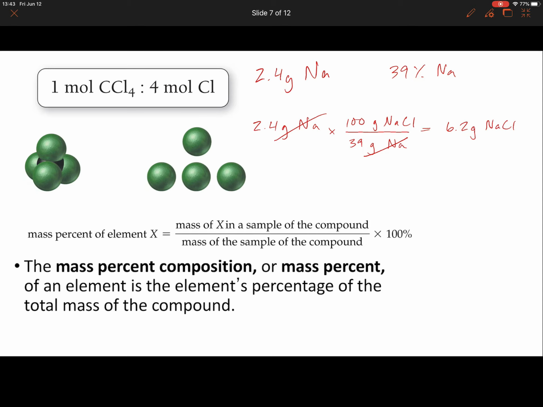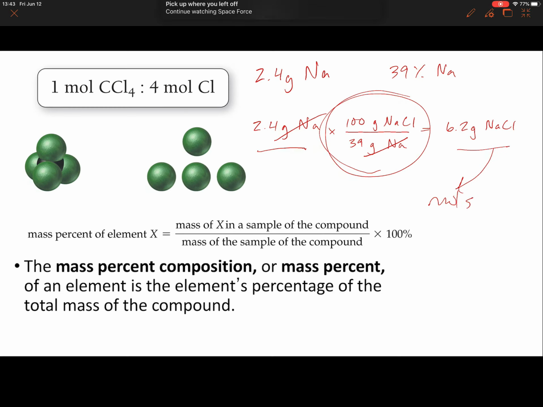So mass percent allows us to quickly convert between the weights of things without having to go into the moles. That's what we did the first time. We took the grams of one of these, went into the moles of that, did a mole to mole conversion, and then a mole back.